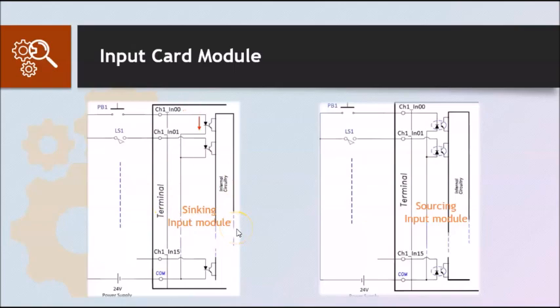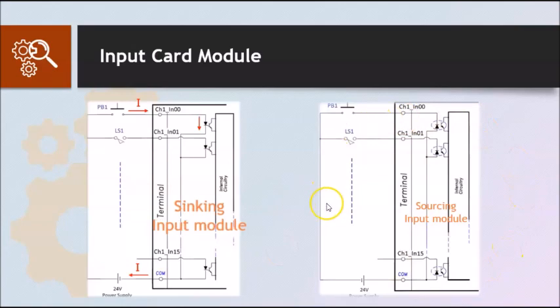Let's continue to watch how the current flows to the external power source here, where we connected a 24 volt external power source. Current will flow to the negative terminal of the power supply. As you can see, current is flowing into the terminal of the PLC input module. Hence, it is called a sinking input module.